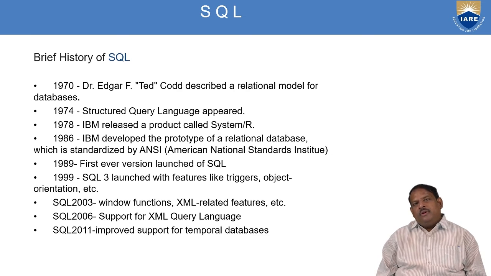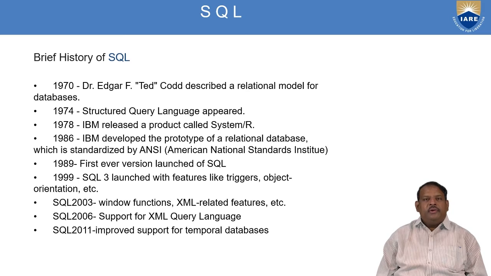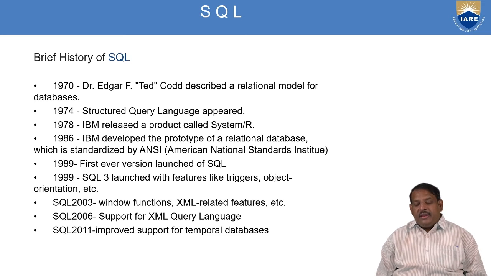So this is a brief history of SQL. We have to remember that in 1970 Edgar Codd described the relational model for databases, and he also gave 12 rules. The first ever version was launched in 1989. In 1999, SQL 3 was launched, and in the subsequent years 2003, 2006, and 2011, various features were added. So this is a brief history of SQL.